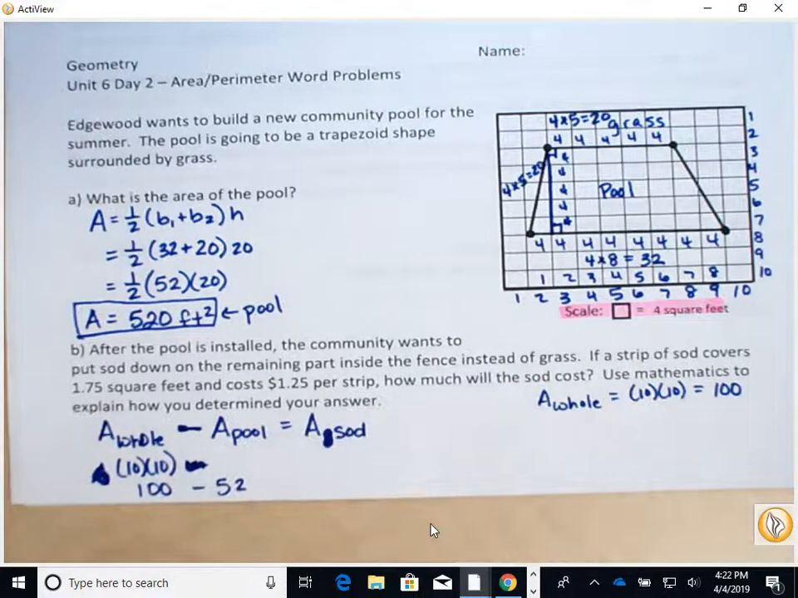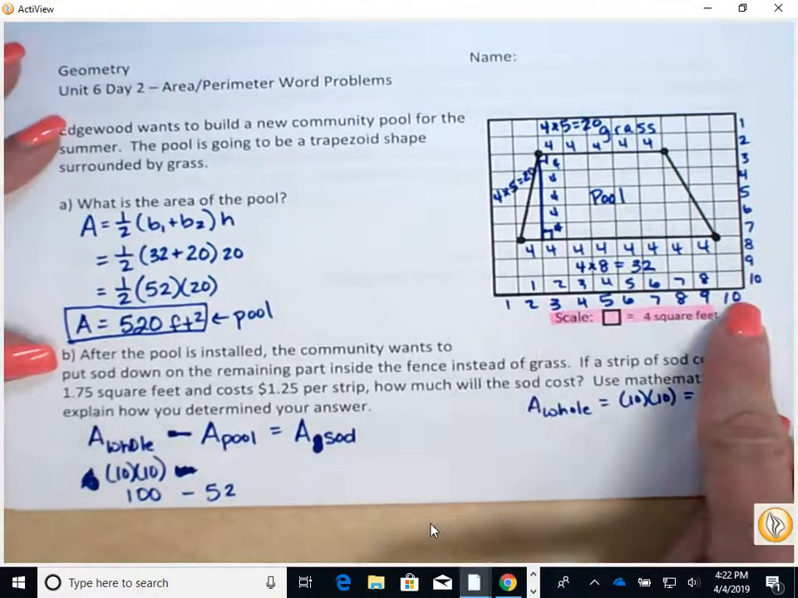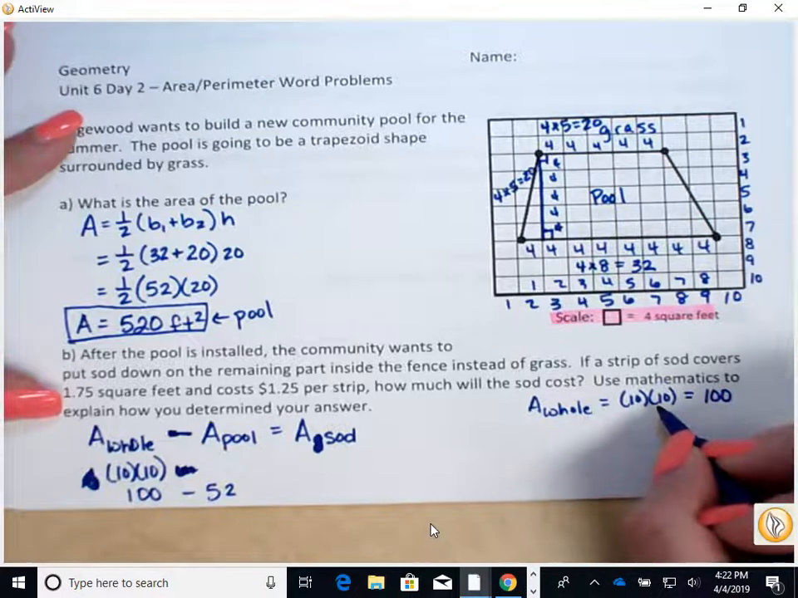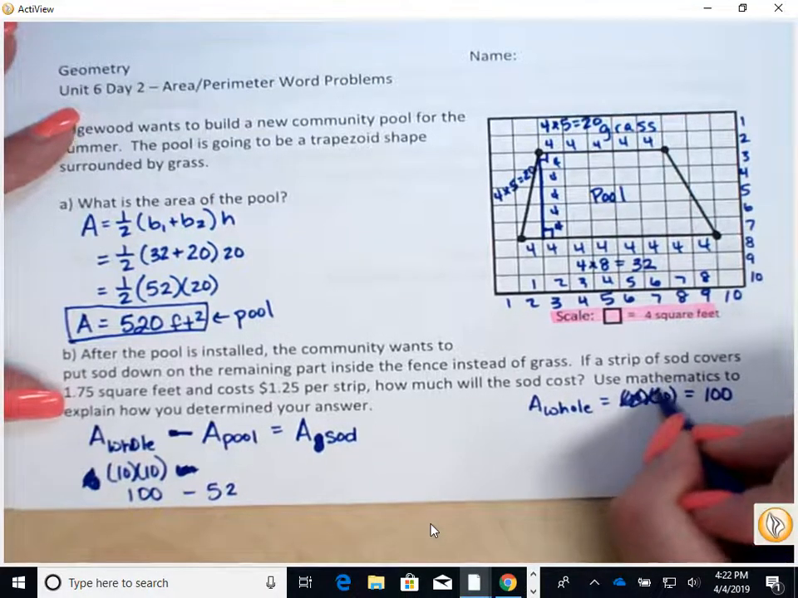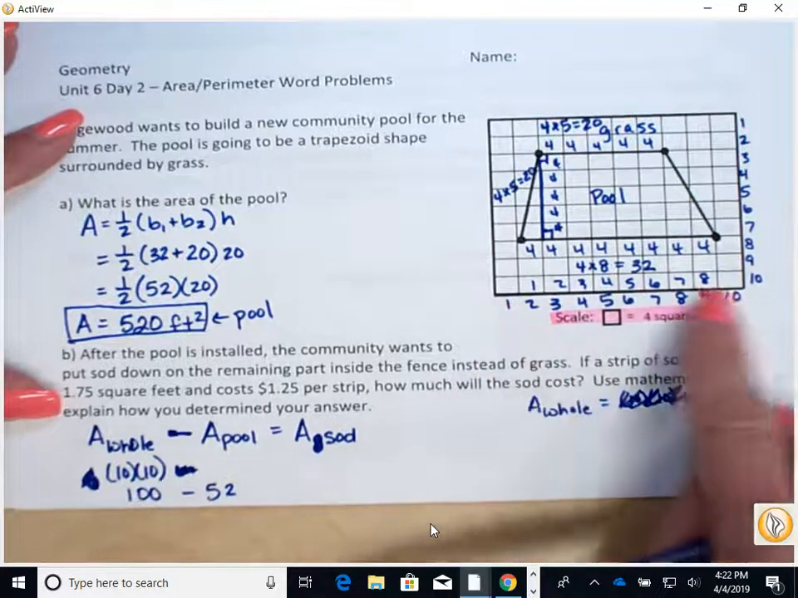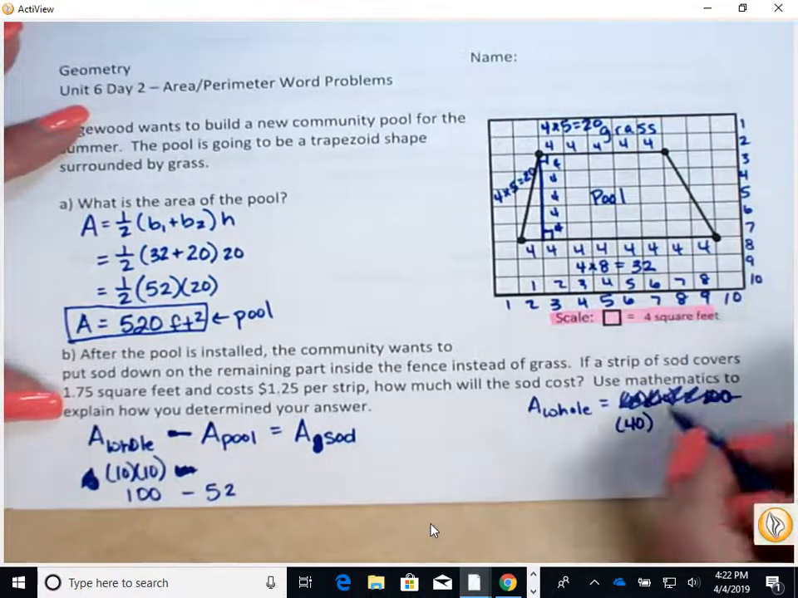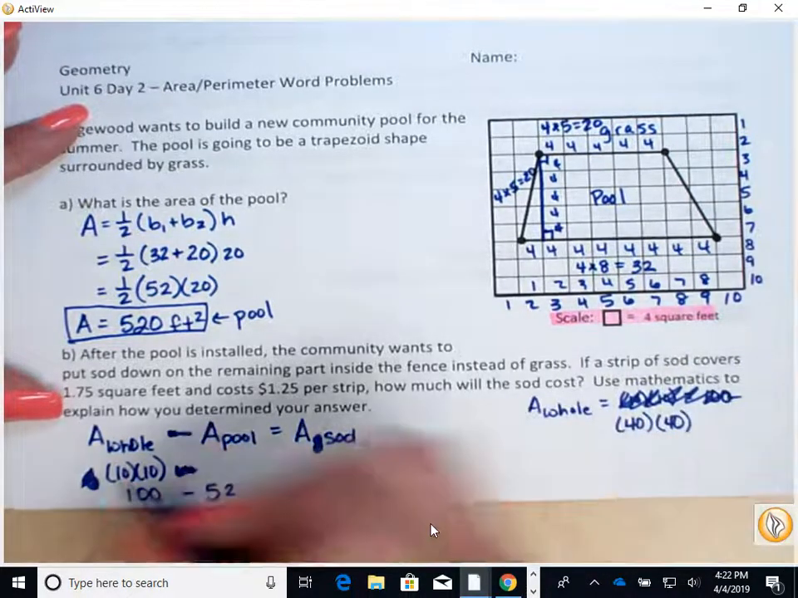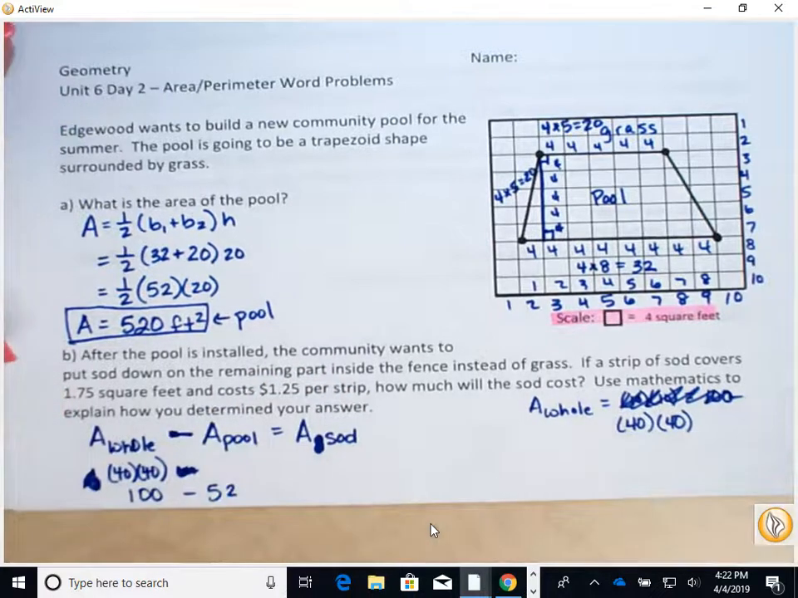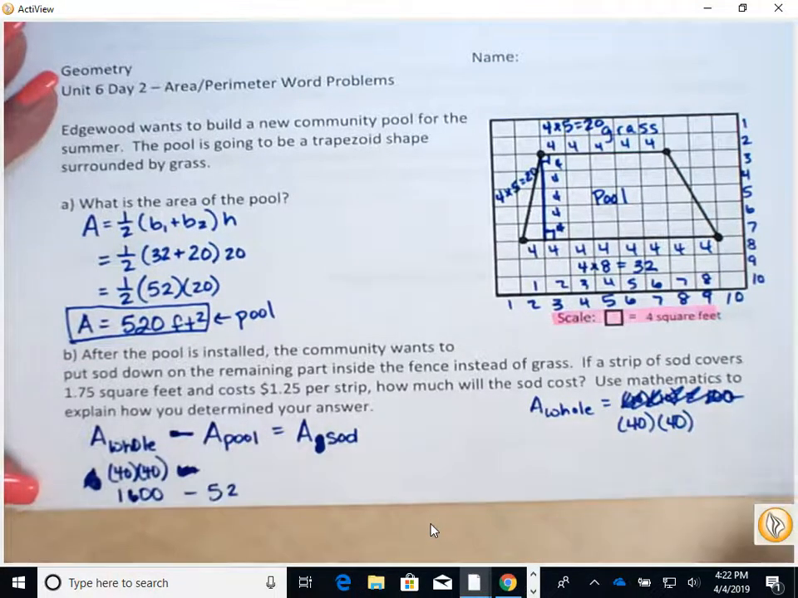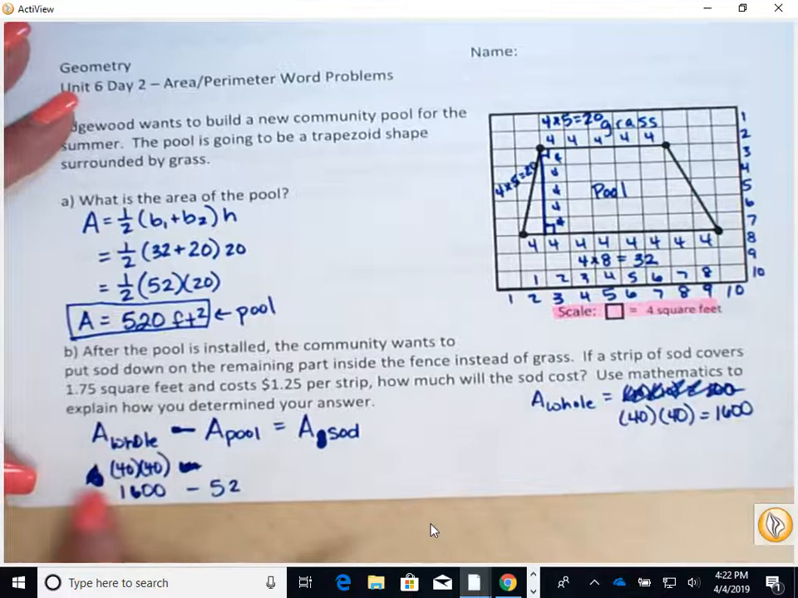Oh, I made a little mistake. There were 10 blocks by 10 blocks, but each one of those blocks is 4. So once I found this 10 by 10, that's not really 10 by 10. I hate when I do that. So really, this is 10 blocks times 4, so that's 40. Multiplying 40 and 40, what's that give us? 1,600. Okay, I was able to fix it, not make it too horrible. So the area of the whole space was 1,600.